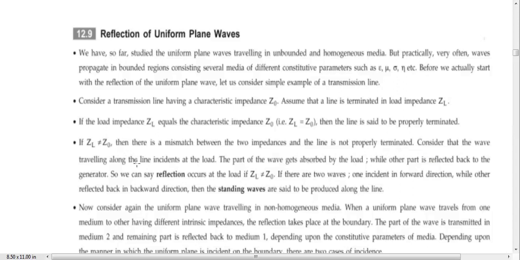Consider that the wave traveling along the line is incident at the load. Part of the wave gets absorbed by the load, while the other part is reflected back to the generator. Whenever there is an incident wave, some part is absorbed or transmitted, and some part is reflected. So reflection occurs at the load if ZL is not equal to Z0. If there are two waves, one incident in the forward direction while the other is reflected back in the backward direction, then standing waves are said to be produced along the line.